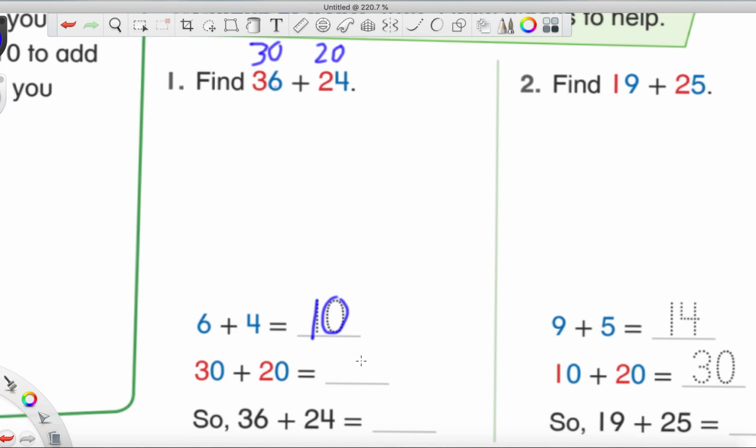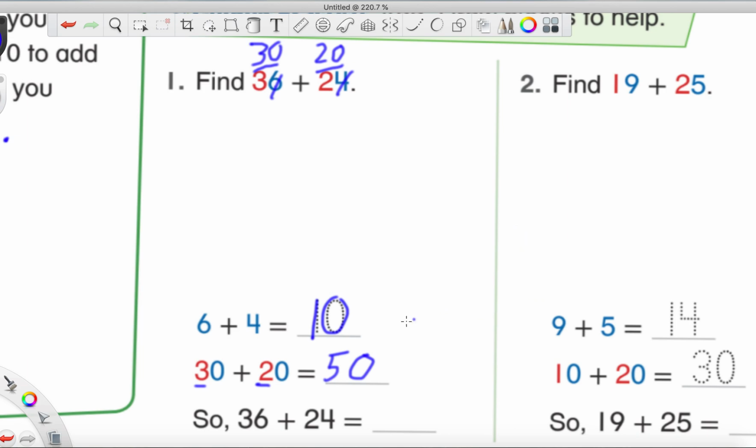Okay, so remember how I just said that if we took away the 6 and the 4, we would only have our tens? So that would make 30 and 20. That's what we would have left, because we got rid of these two and we added them together. Now we just have our tens left and we're going to add them. So 3 plus 2 is 5, and 0 is 0.